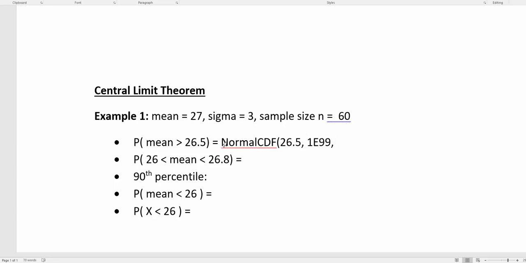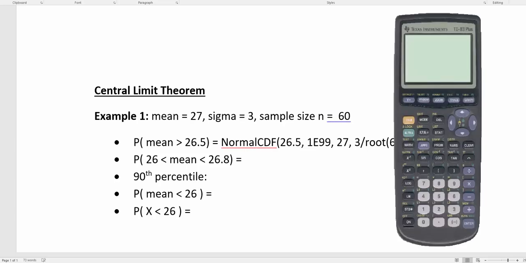What is the mean? The mean is the same, 27. But what about the standard error? This is the part that I really want you to focus on. It is not 3. It is 3 divided by square root of 60. Our spread is no longer 3. Our spread is actually a lot smaller. It is 3 divided by root 60, and that's what we're going to plug into our calculator.